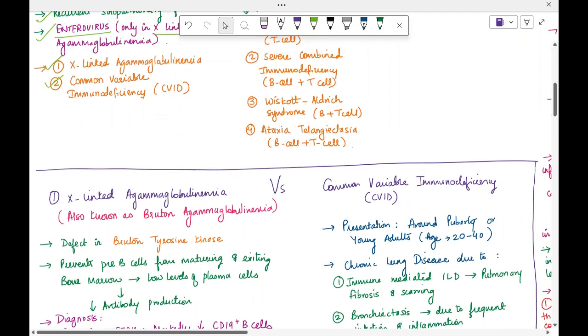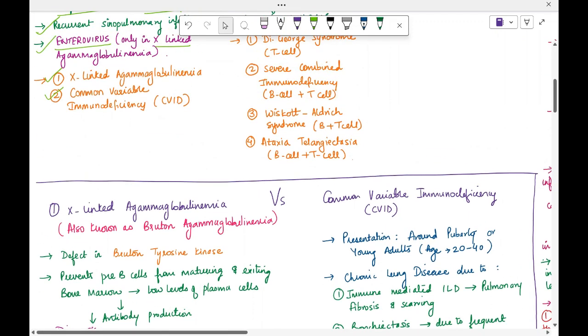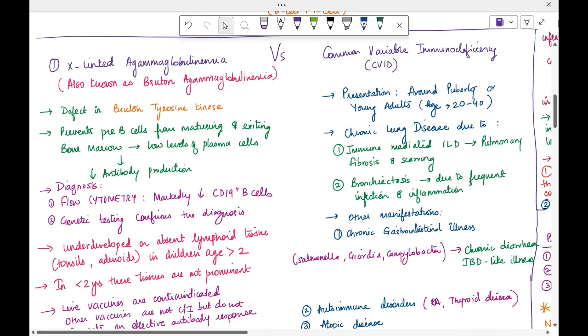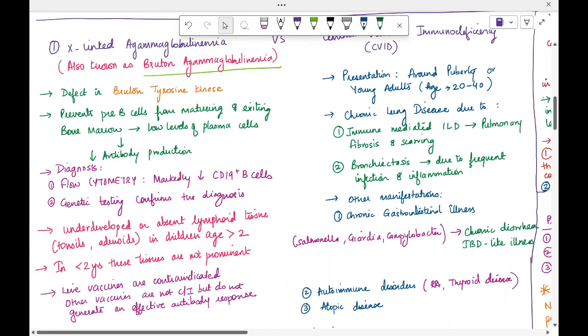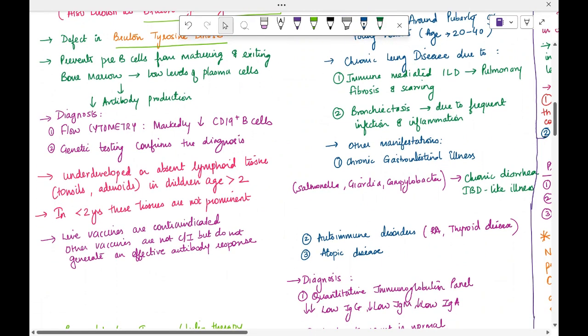Okay, so now let's know more in detail about how to differentiate between X-linked agammaglobulinemia and the common variable immunodeficiency. Now this X-linked agammaglobulinemia is also known as Bruton agammaglobulinemia. Why? Because there's a defect in the Bruton tyrosine kinase. Because of this defect, the pre-B cells are not able to mature and exit the bone marrow. As a result, there's a defect in maturation, so low levels of plasma cells and decreased antibody production.